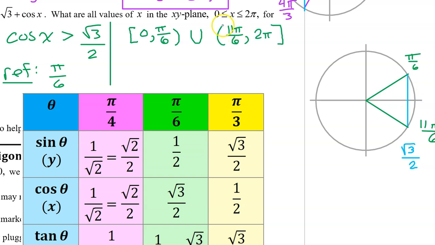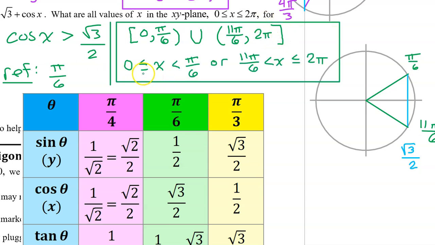Be sure to use a parenthesis on the 11 pi over 6 to show that this is not a solution to this inequality. At 11 pi over 6, the horizontal displacement is exactly radical 3 over 2, but it is not greater than radical 3 over 2 like we want. We will put a bracket on the 2 pi to show that at 2 pi, the horizontal displacement is greater than radical 3 over 2. So 2 pi is a solution and will be included with the bracket.